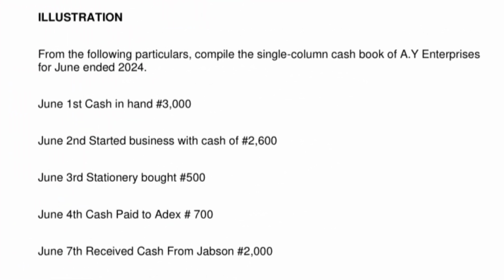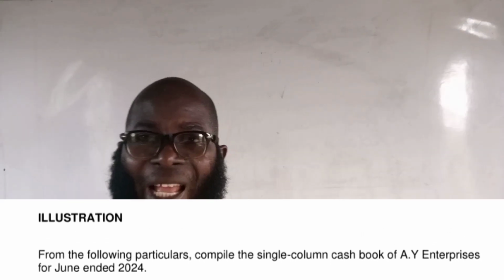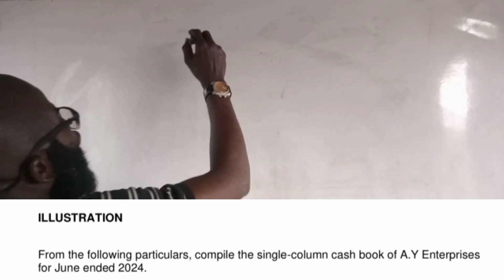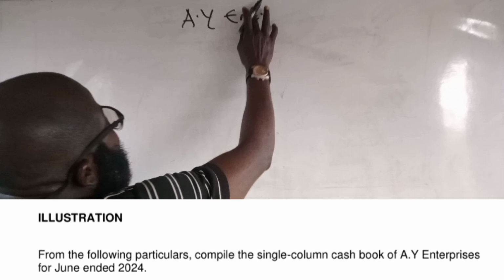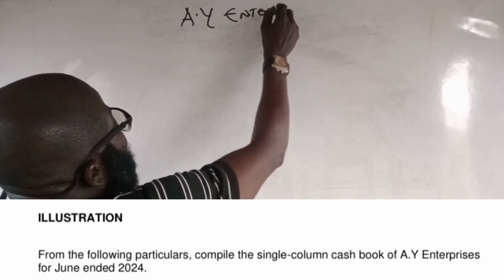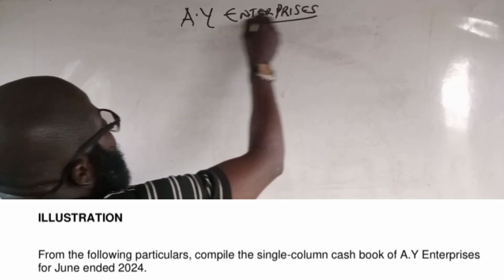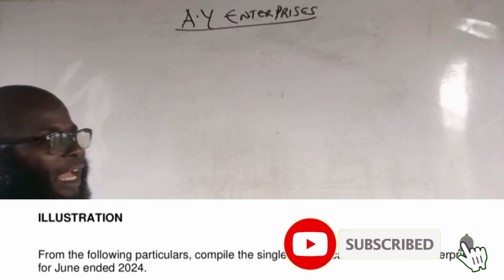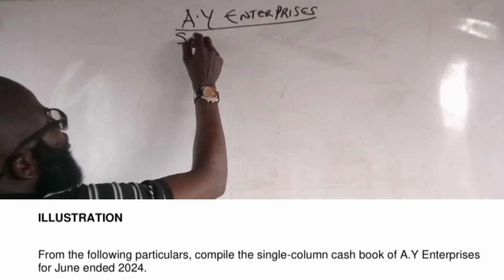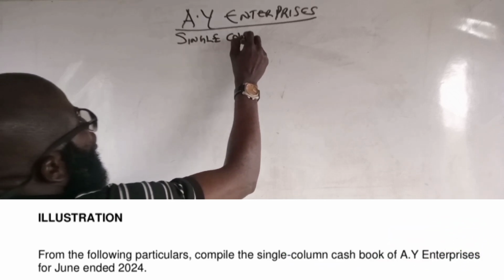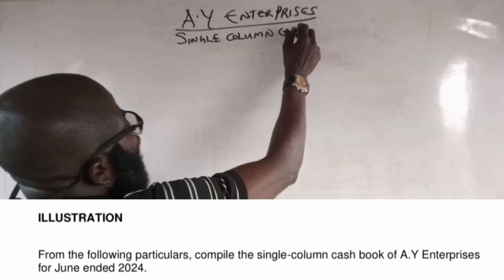The question says, from the following particulars, compile the single column cash book of AY Enterprises for June ended 2024. From the question, we could realize that the account is owned by AY. Therefore, you put AY Enterprises. Okay. Then, which type of account are we preparing? We can put it this way: single column cash book.